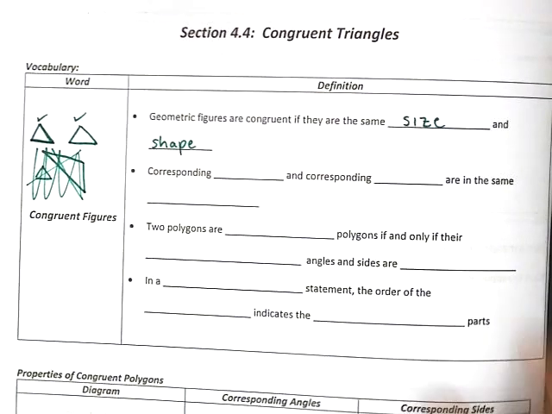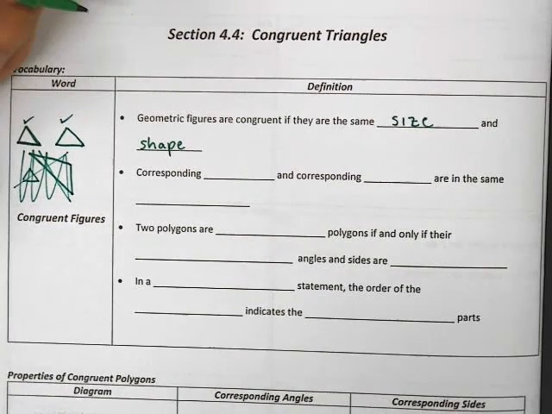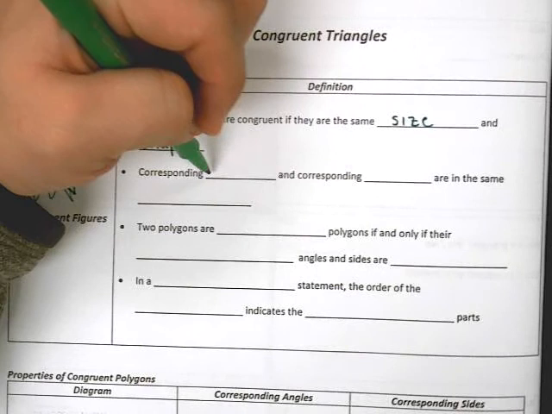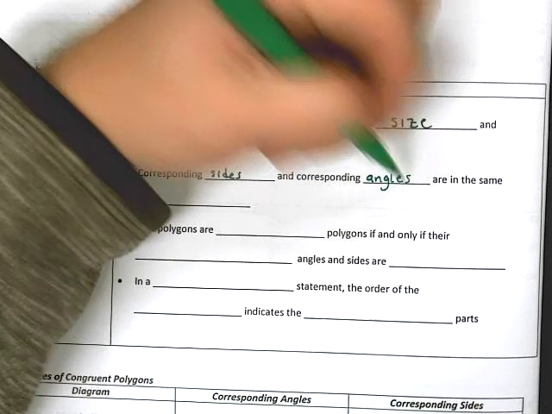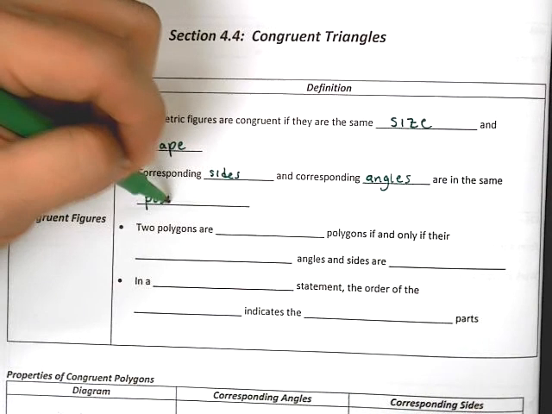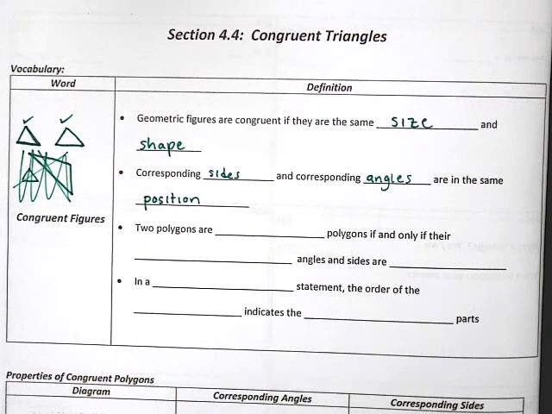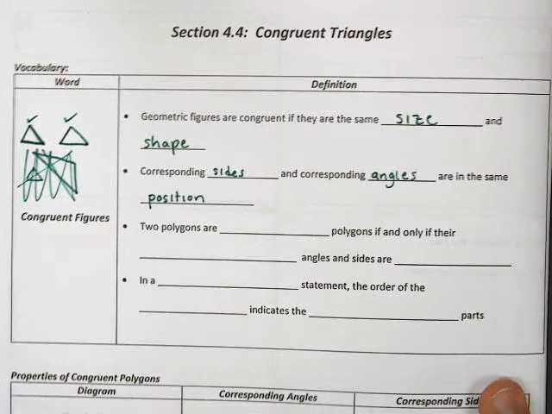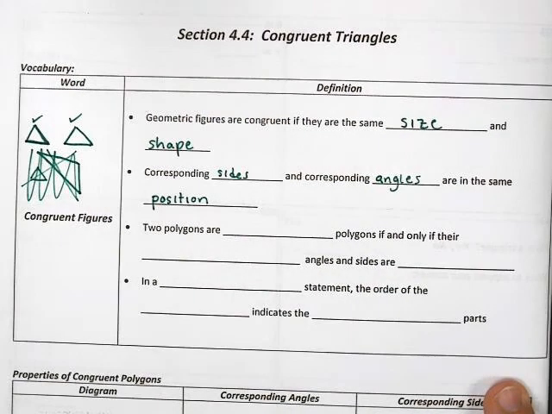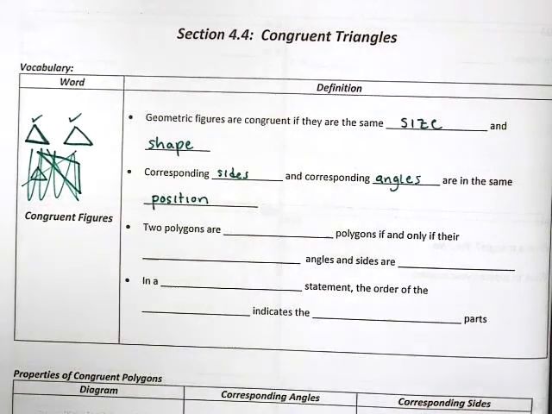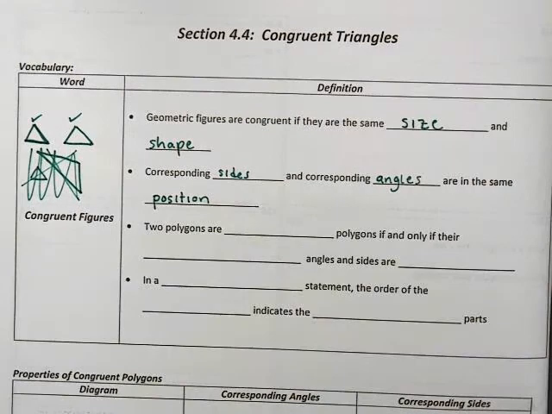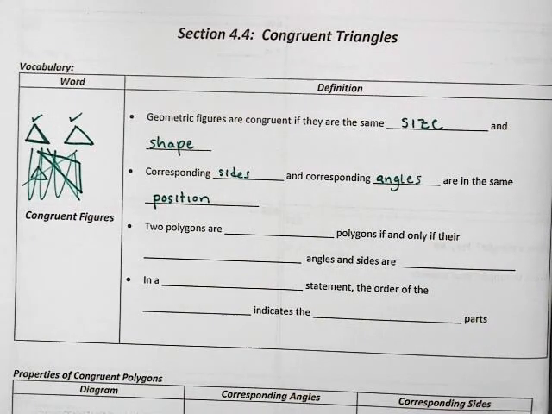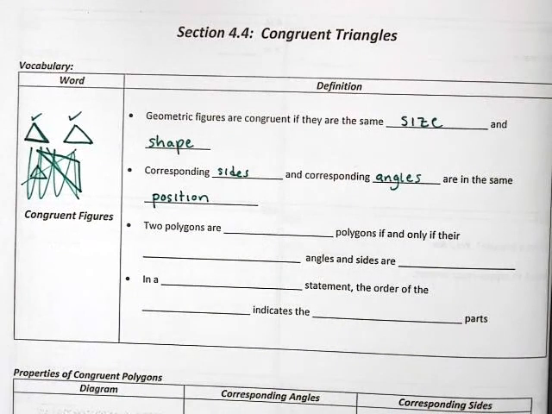So, when we talk about congruent figures, we talk about corresponding sides and corresponding angles. They have to be in the same position. When we have congruent triangles, all of the different parts have to line up very nicely with the parts of the other triangle. And it really matters the order, because we need to understand what matches up with what. We'll get into an example of that in a little bit.